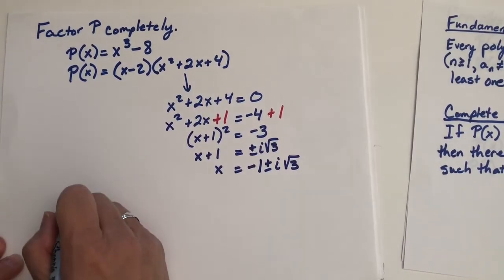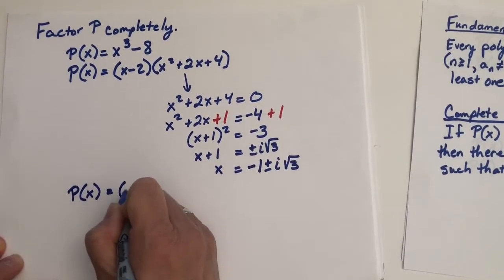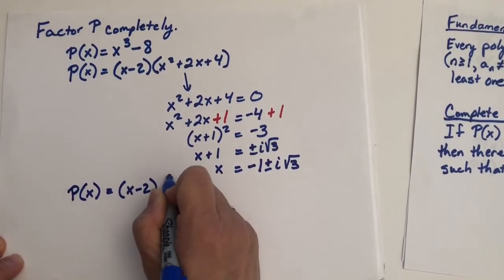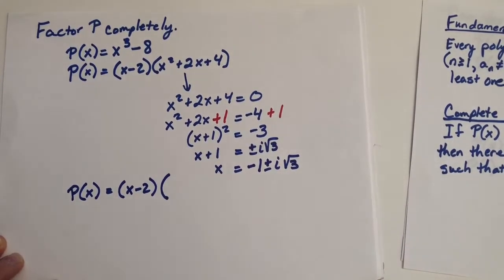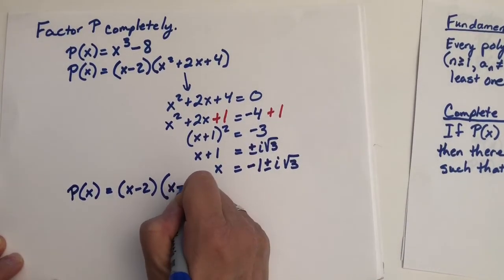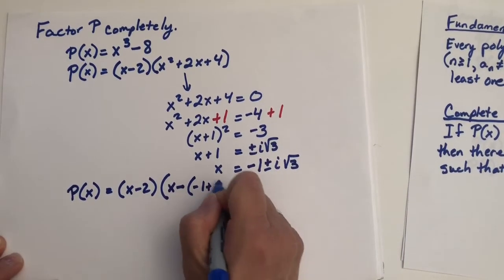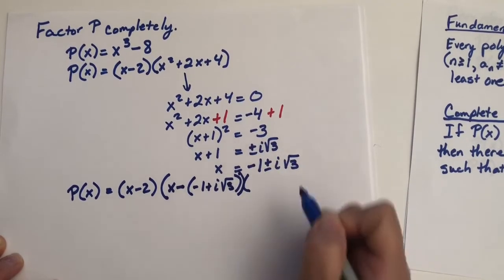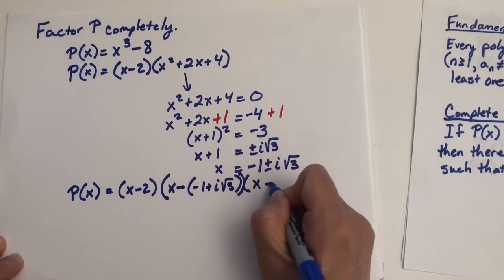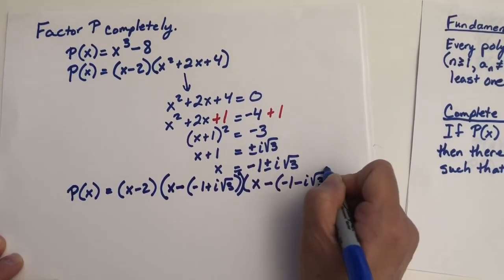So our factorization would look like this. x minus 2 times, and it is always x minus those zeros, so it is x minus (negative 1 plus i square root of 3), and, oops, another set of parentheses, and x minus (negative 1 minus i square root of 3).